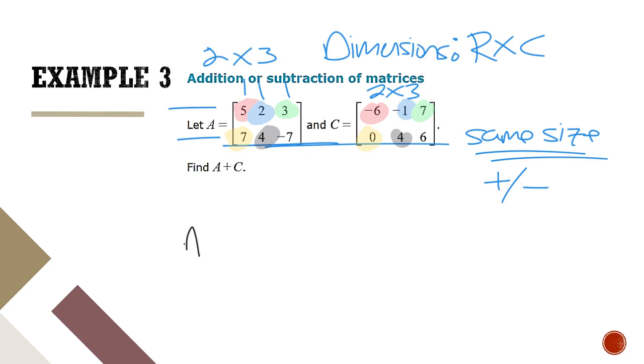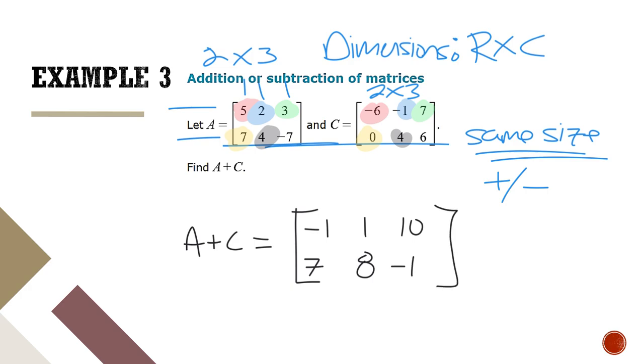So if I do A plus C, that is equal to, let's add the red parts, which is -1, we add the blue part, which is +1. 3 and 7 is 10. 7 and 0 is 7. 4 and 4 is 8. And then the negative 7 and 6 is, in fact, -1. So literally, we just match every element and then add or subtract them depending on what you're doing.